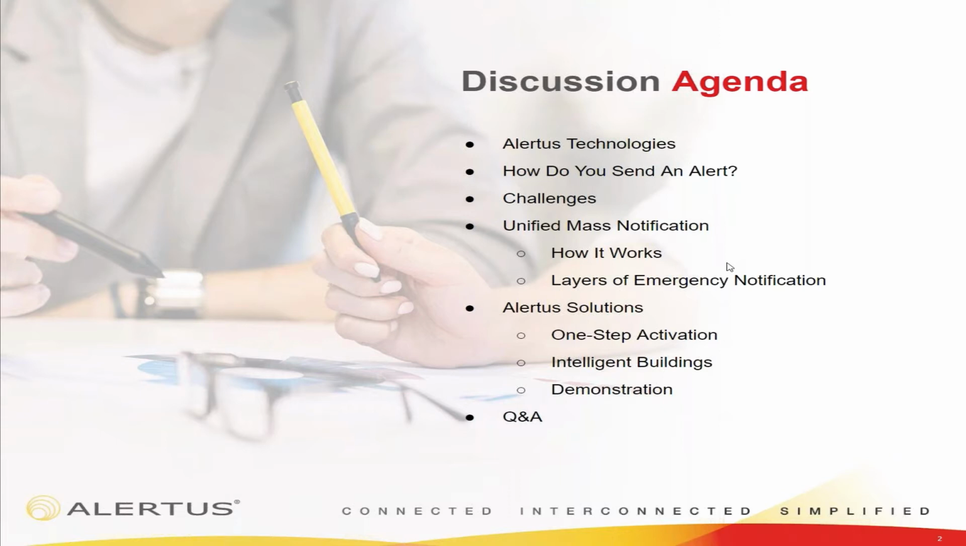More specifically, we're going to describe the different layers of notification that you have to think about, how you can activate the system, and how we can automate the process to make your buildings, make your facilities as smart as possible to be able to get that message across accordingly.